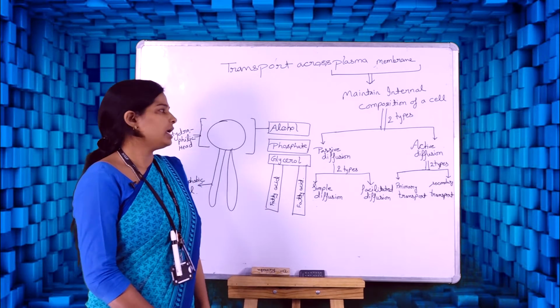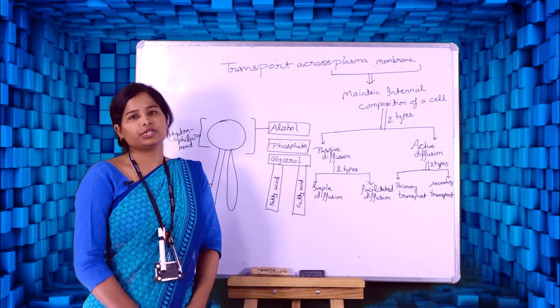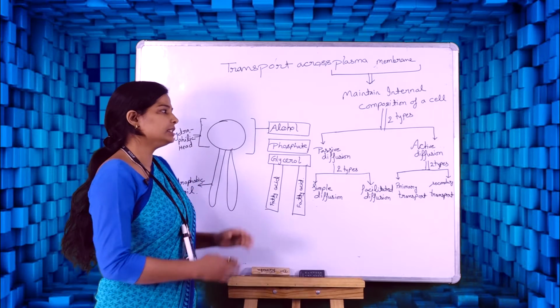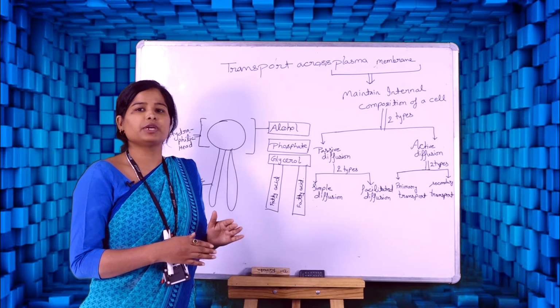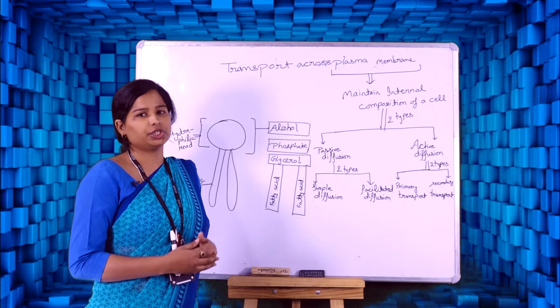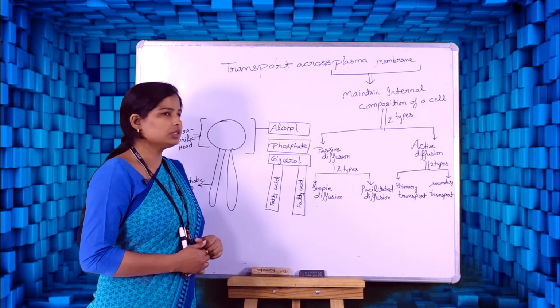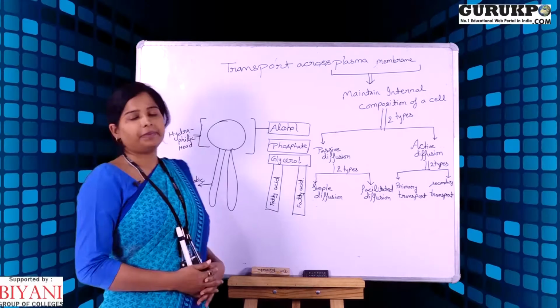Passive diffusion is always along the concentration gradient. It means molecules move from the side where the concentration is higher towards the side of lower concentration.